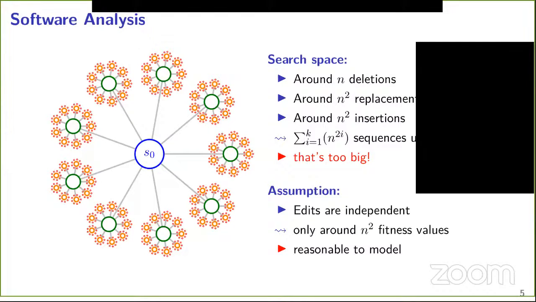However, if you make a single small assumption, that edits are independent, or that fitness values can be obtained by considering edits independently, we can reduce that to only n² fitness values. And that's way more reasonable.